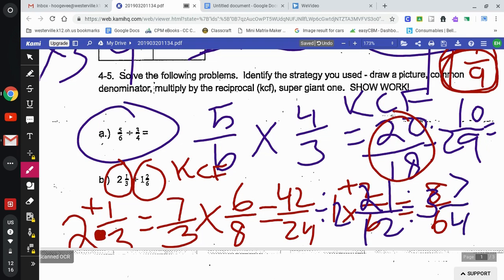7 fourths. How many fours go into 7? 1. What's left over? 3. Keep the bottom, fourths. So it's 1 and 3/4. A lot of work on that one.